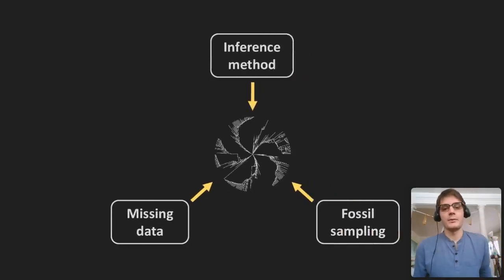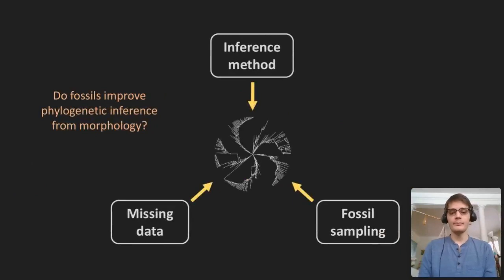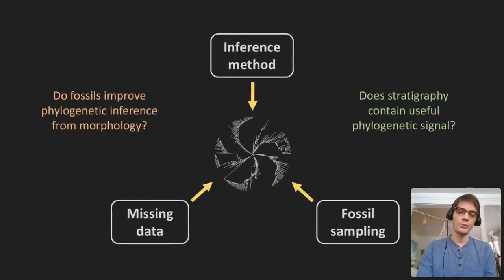So what we're actually lacking, I would say, is some sort of understanding of how different inference methods interact with different levels of fossil sampling and different amounts of missing data, and simultaneously these 3 factors determine our ability to accurately reconstruct phylogenetic relationships. And so this is exactly what we sought to answer in this study, and with it, hopefully, improve our understanding of these important questions in phylogenetics that people have been asking for decades. That is, whether fossils improve phylogenetic inferences of morphology, and whether stratigraphy contains useful phylogenetic signal.